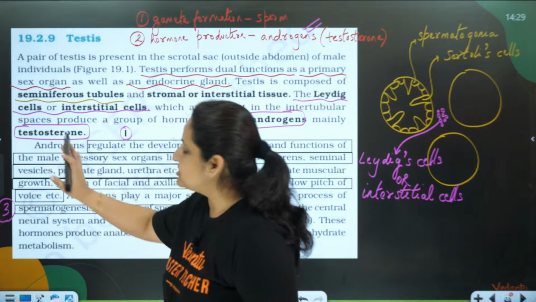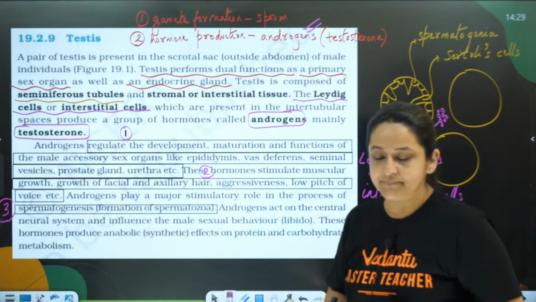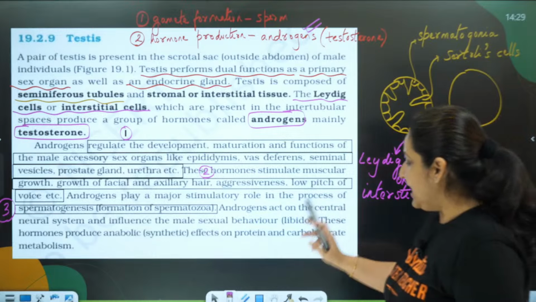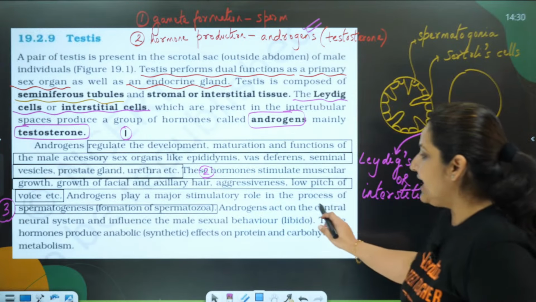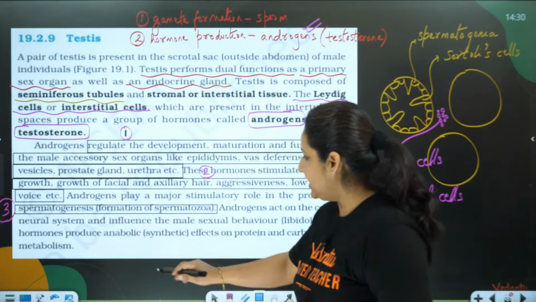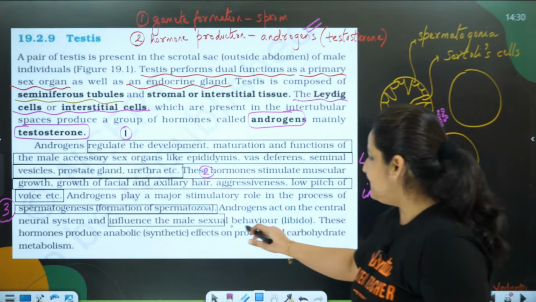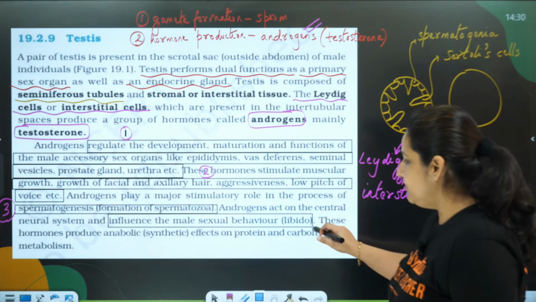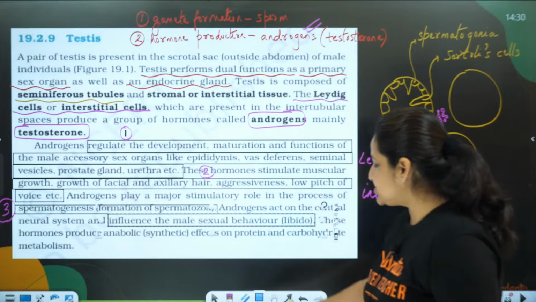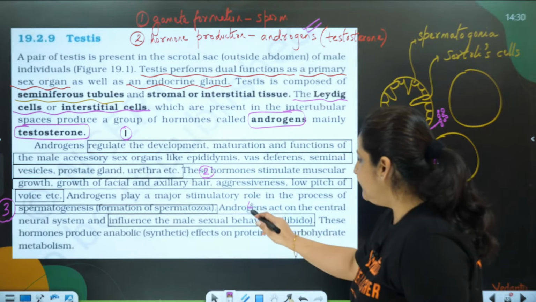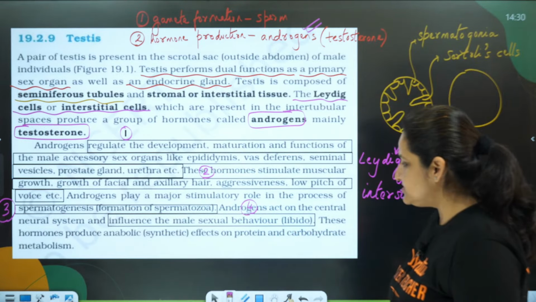These all are the functions of androgens we are discussing. Then androgens act on the central nervous system of the body and influence the male sexual behavior, that is libido. So the male sexual behavior, that is libido, is also under the control of androgens.